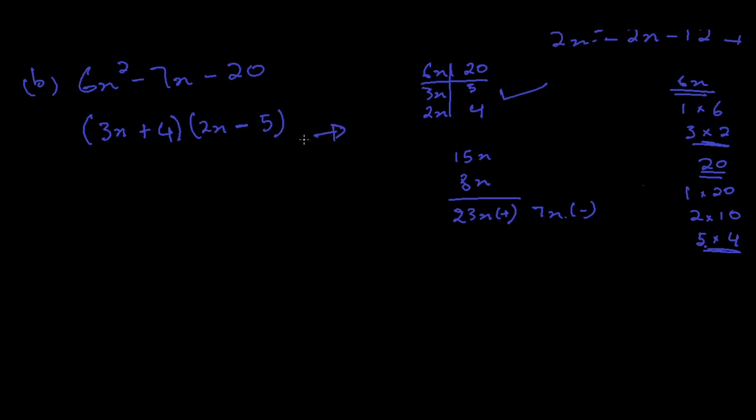So now we can simplify this to see if I factorized it correctly or not. Remember, it should bring me back here. So I'll take 3x plus 4, 2x minus 5. So this will bring me 6x squared. You already know, guys.